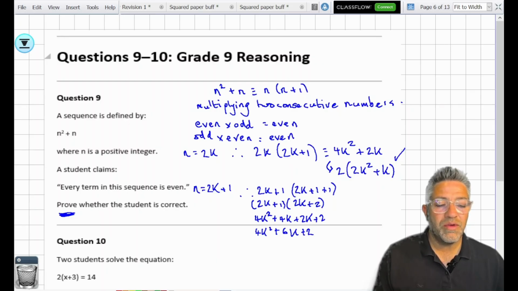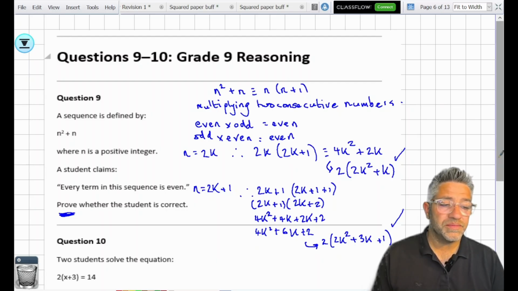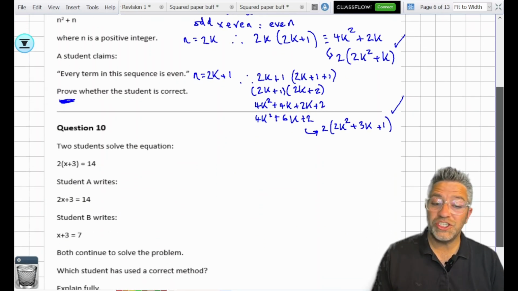But remember, how do we know if a number is an even number? It has to be a multiple of 2. And once again, with some very simple factorising, we get 2 open bracket, 2k squared plus 3k plus 1. And there's your mathematical justification. So lastly, we'll look at question 10.